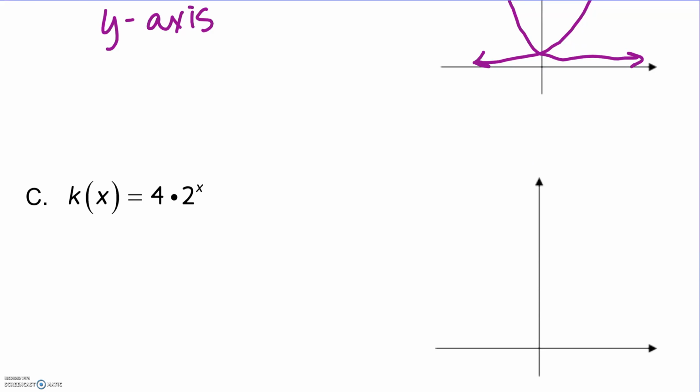Okay, moving down here, we have k of x equals 4 times 2 to the x. What that does to the graph is it stretches it vertically by a factor of 4.